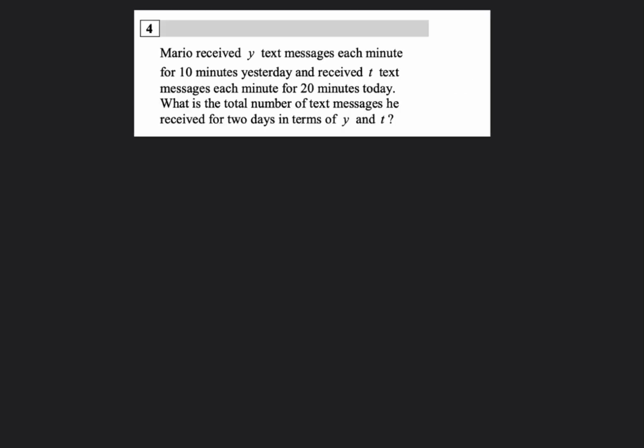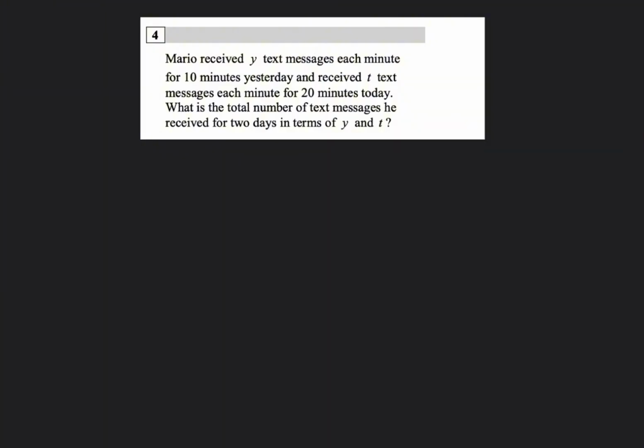So now for this question, we have an expression as they give in the SAT exam. We need to find the algebraic expression for it. Try to solve it by yourself, pause the video and look at the answer after. So now let me start. Mario received Y text messages each minute. So each minute he is receiving Y messages for 10 minutes. So for 10 minutes, that means he has 10 of Y. Understood?